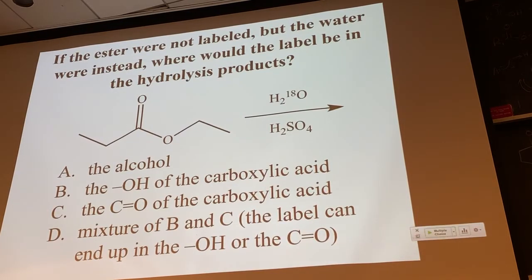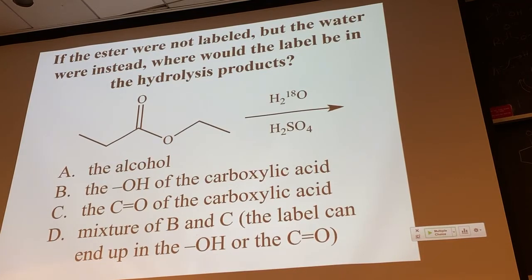So based on the last question, where we learned that the oxygen in the alcohol comes from the ester, all of you eliminated A. You knew that the oxygen in the water had to end up in the carboxylic acid. But where in the carboxylic acid does it end up? There was a little debate. Okay. It ends up at B. Is that the only place it ends up? Yeah, it ends up at C as well.